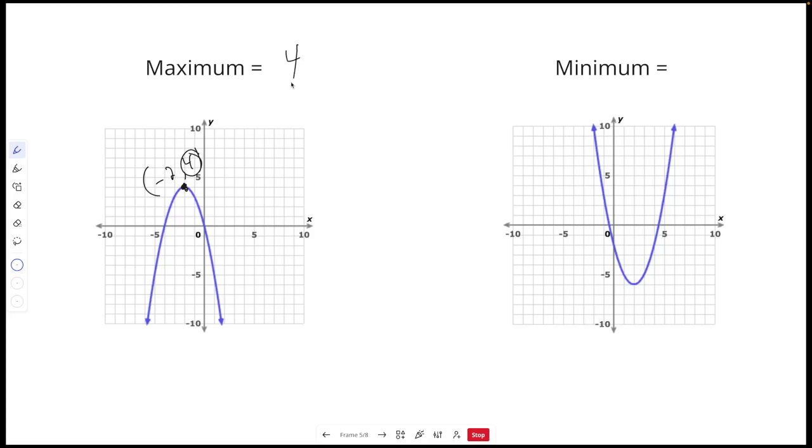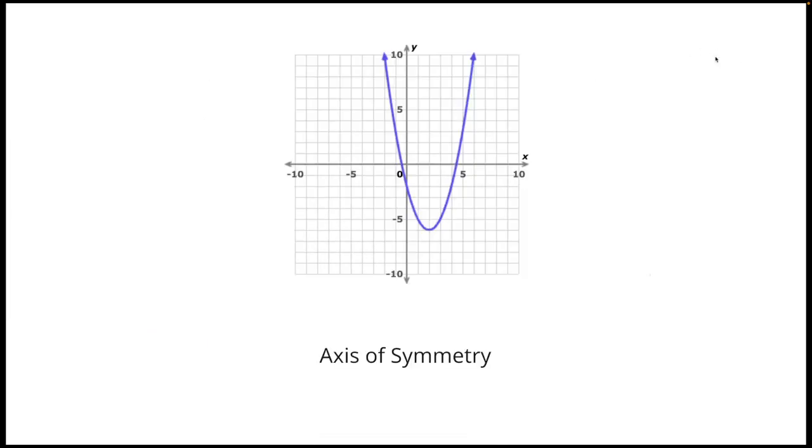Over here on the right, for a minimum value, okay, find the vertex. That's here, and you can think of this as a valley, right? It goes down. And so this is located at 2, -6, which means, and again, only the y value, so -6 is our minimum value.